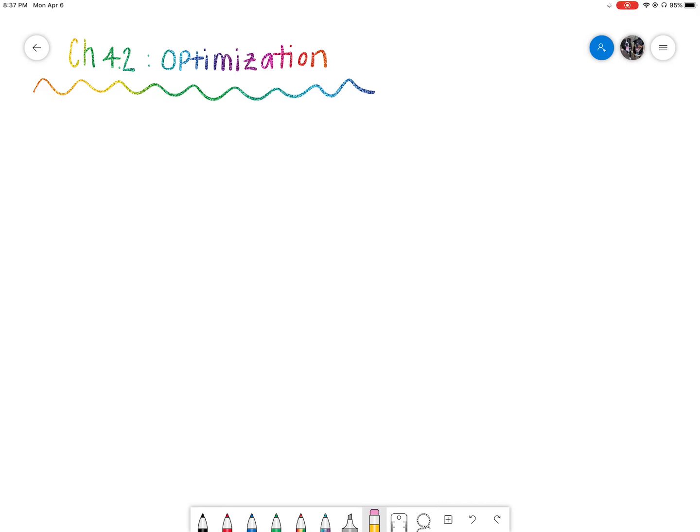Welcome back. We are in Chapter 4, Section 2. The title of this section is Optimization. In Section 4.1, we talked about finding minimums and maximums. Turns out that the largest and smallest value of a quantity often holds some sort of practical significance. So these are things that are important to us.